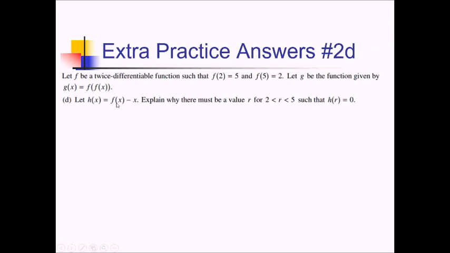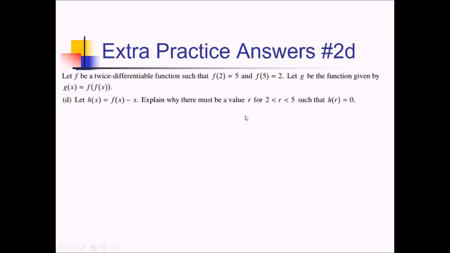On this problem part, we're defining a new function, h of x, as f of x minus x. And they want us to explain why there has to be some r value between 2 and 5 where h of r is 0. So if we're trying to guarantee certain outputs from the original function on an interval, generally that's going to be the intermediate value theorem that we want to use.